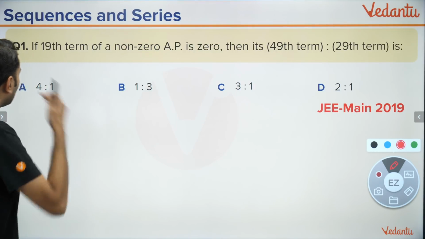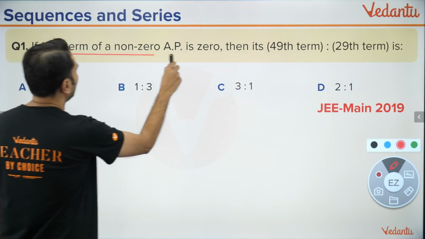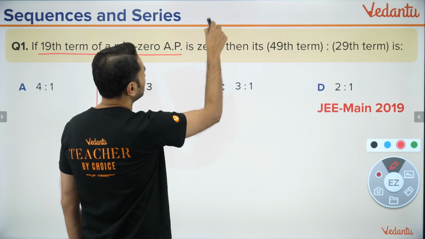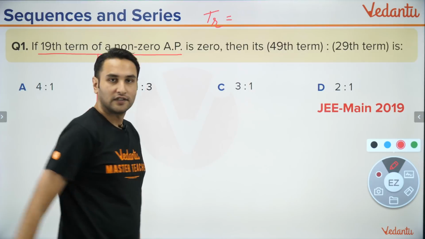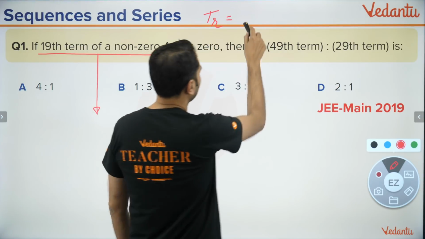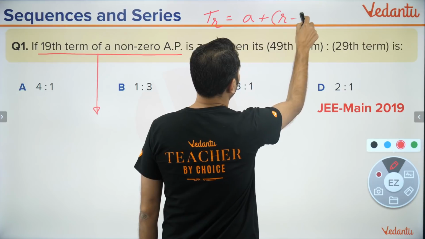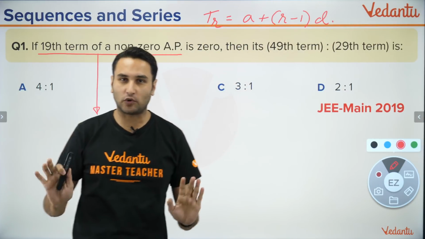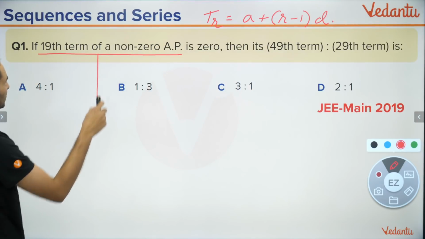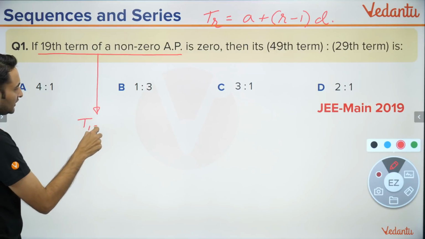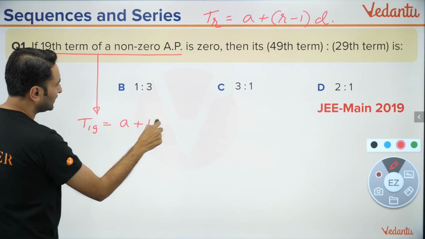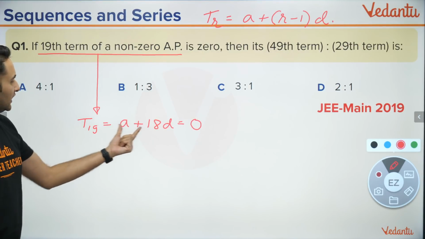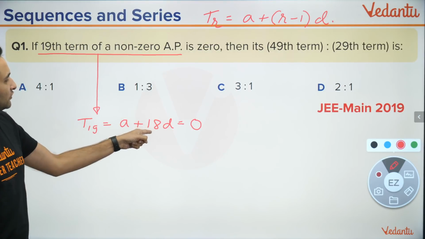The 19th term of a non-zero AP. All of you know that the rth term of an AP is given by A plus (r minus 1)D. A is the first term, D is the common difference. So what is the 19th term? T19 will be A plus 18D, which is given to be 0. A plus (19 minus 1)D, 18D.